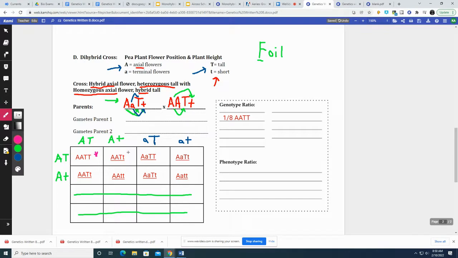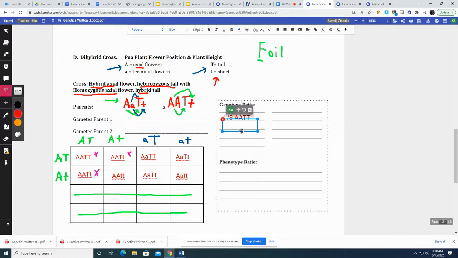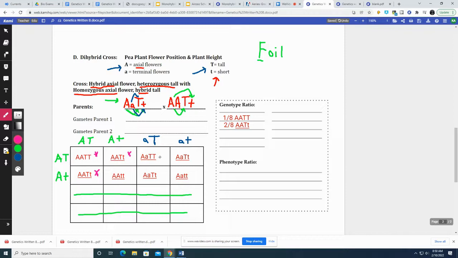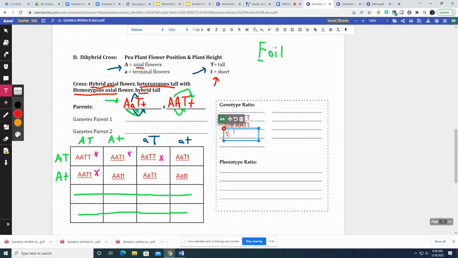All right, let's see the next one. Big A, big T, little t. There's 1. There's 2. That's it. 2 out of 8. Or you can put 1/4. I'm going to go 2 out of 8. We'll have the genotype of big A, big T, little t. Let's go to the next one. How many are big A, big T, big T? There's 1. And that's it. 1 out of 4, or 1 out of 8. We'll have the genotype of big A, big T, big T.